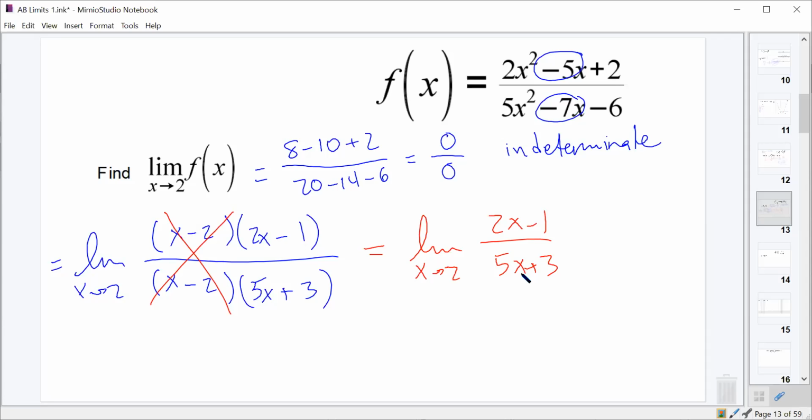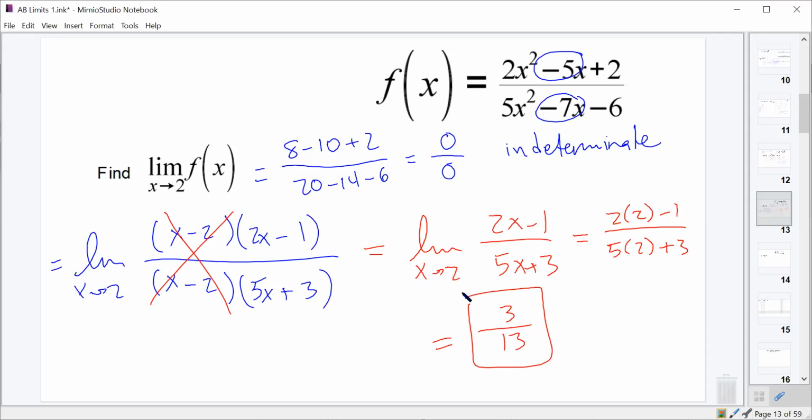Now we have a new equation in here. First thing we should do is take that 2 and plug it in. And now, since I'm evaluating the limit by plugging in the 2, I do not need to write the limit anymore. I'll just say this is 2 times 2 minus 1 over 5 times 2 plus 3, or 3/13. Any questions or issues with that? No.